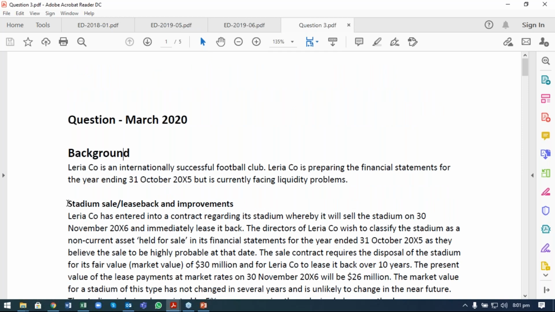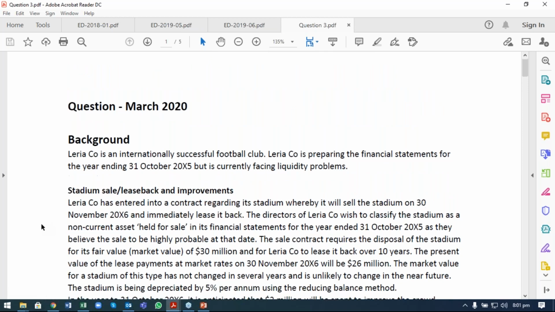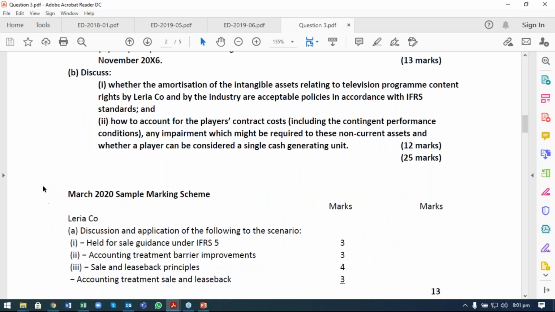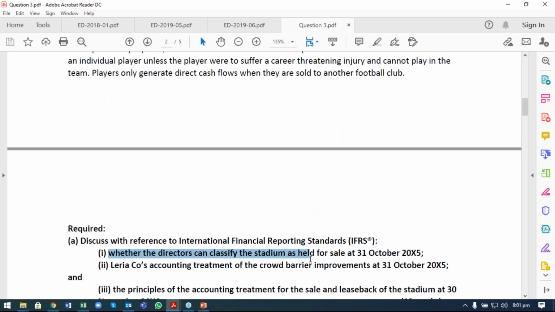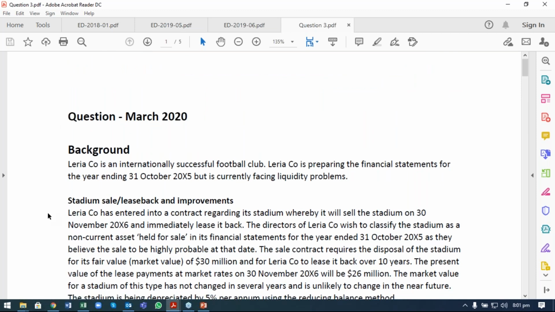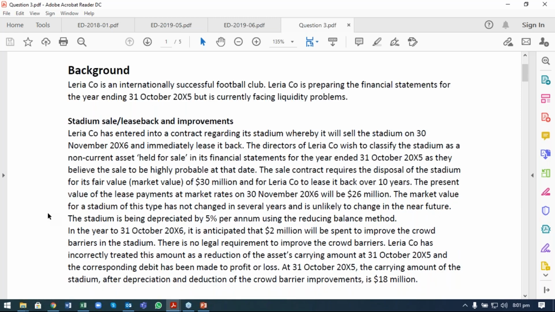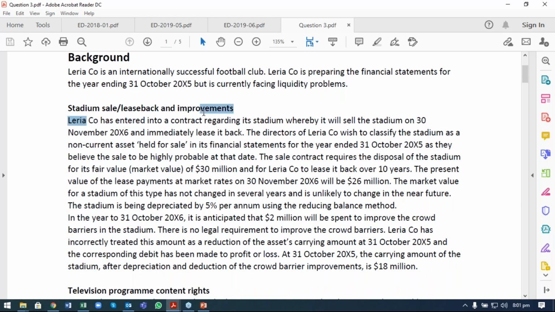Looking into the answer for the stadium, what was the requirement? The first requirement was whether the director can classify the stadium as held for sale or not. In this scenario, the company Laria has planned to sell that asset. Laria entered into a contract regarding its stadium whereby it will sell the stadium on 30th November 2006 and immediately lease it back. As of 31st October 2005, the company has already entered into a contract, so it's a sure sale.